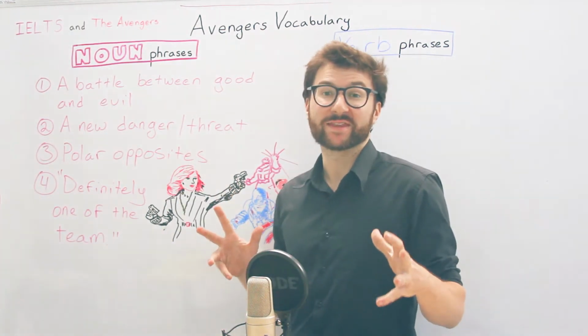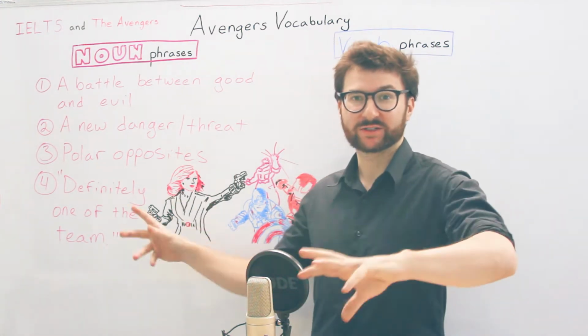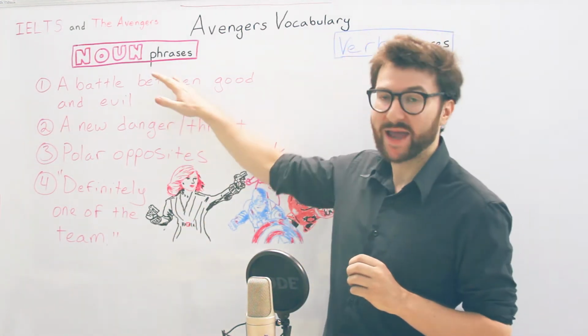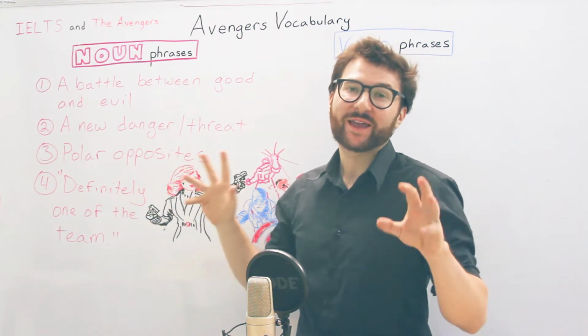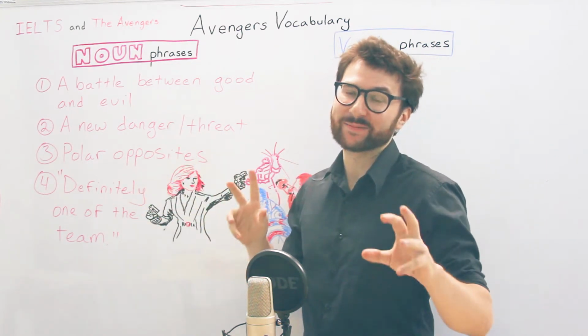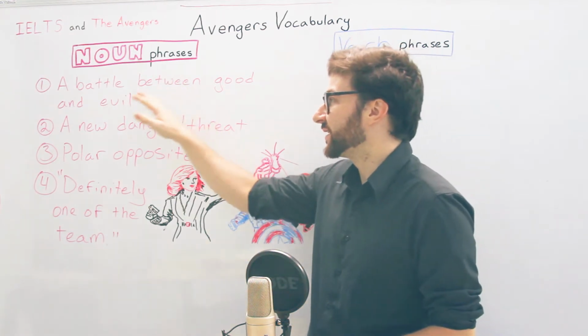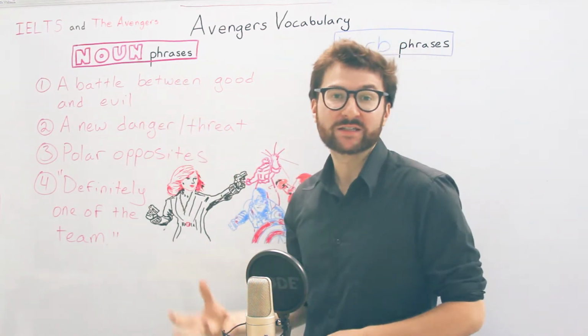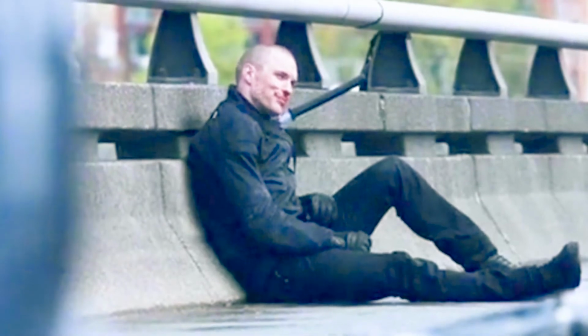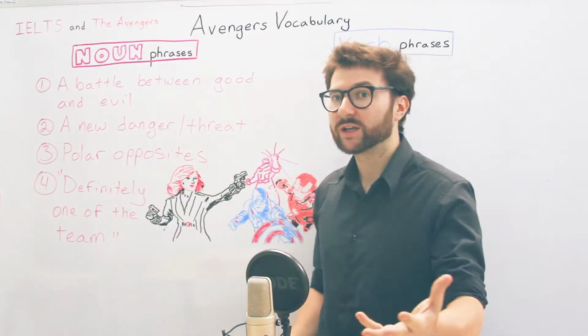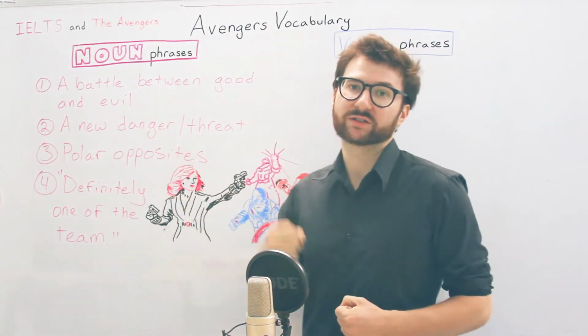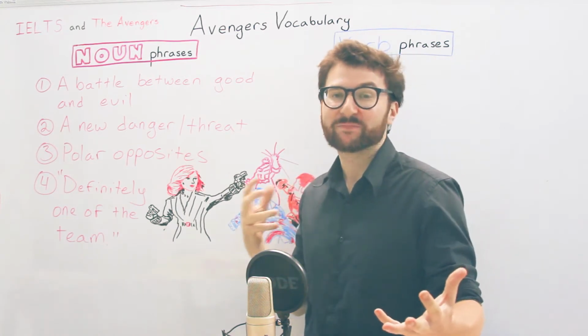First, let's take a look at the noun phrases that I've written related to superheroes or the Avengers and IELTS. So we're going to start with a battle between good and evil. Every superhero movie is about this. The good guys and the bad guys. And we call it a battle between good and evil. He's pure evil. Ultron against the Avengers. The Joker against Batman.